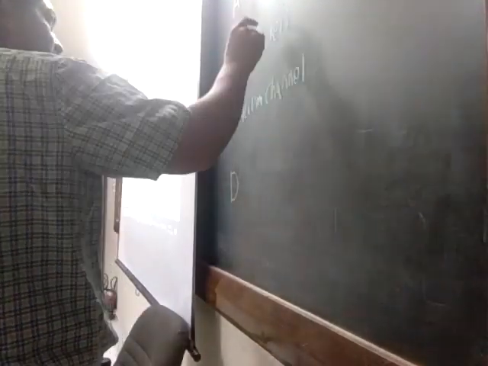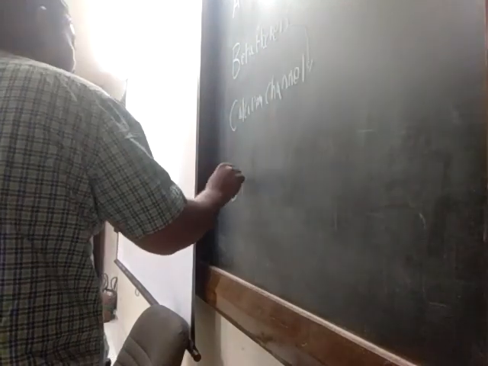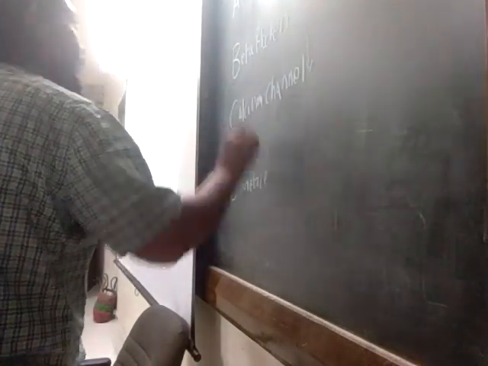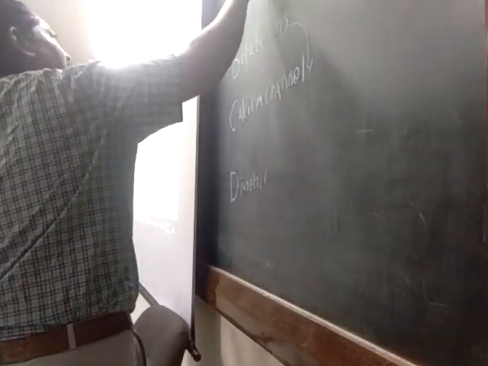Calcium channel blockers, so again another blocker, and D is diuretic. A is ACE inhibitors.